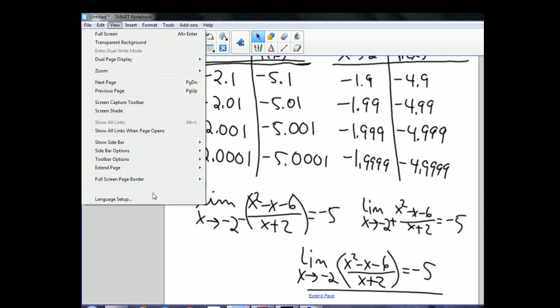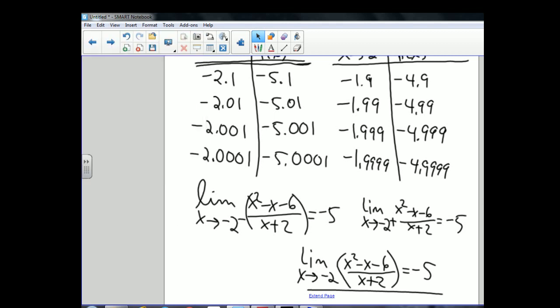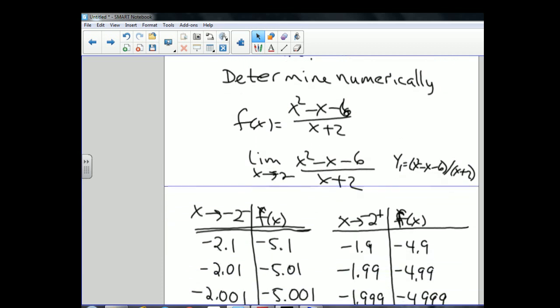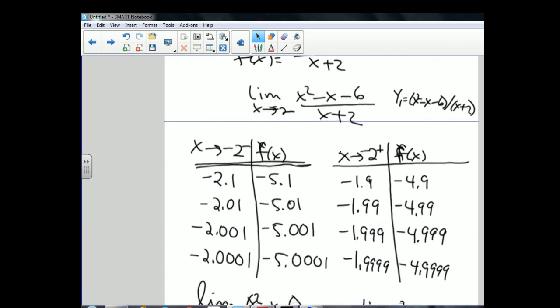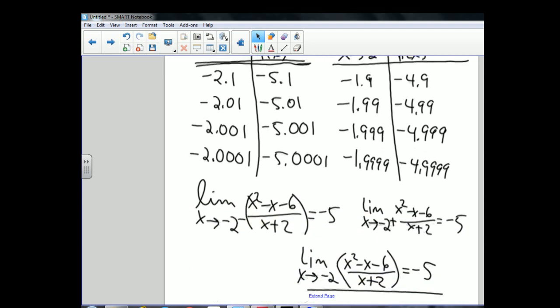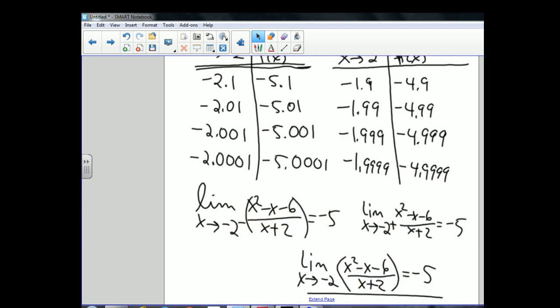Well, you can also see this in your notes, but if you'll look here, we're determining numerically. We enter the function into our calculator, into y1. We go into our table, and we type in our values. But this is how we actually show our work. All right? This is numerically determining a limit.